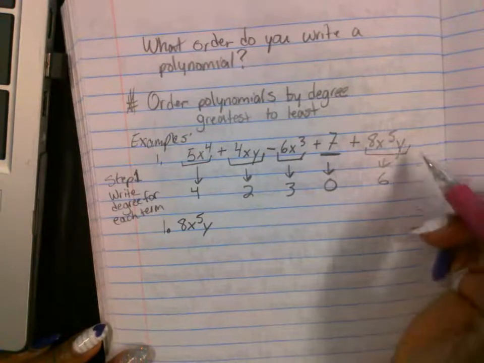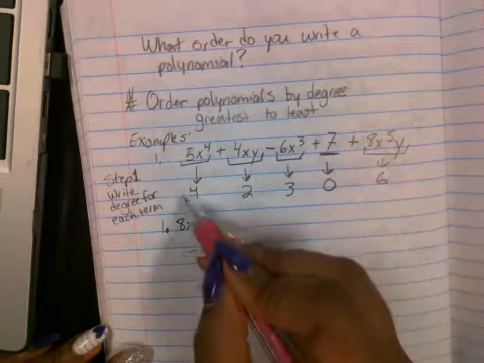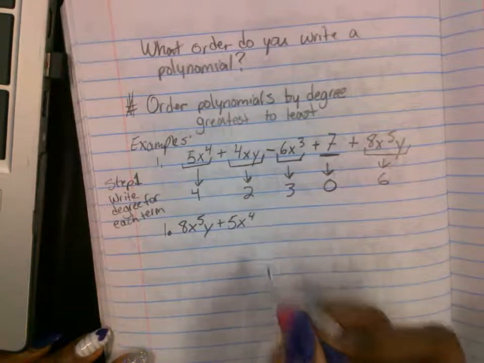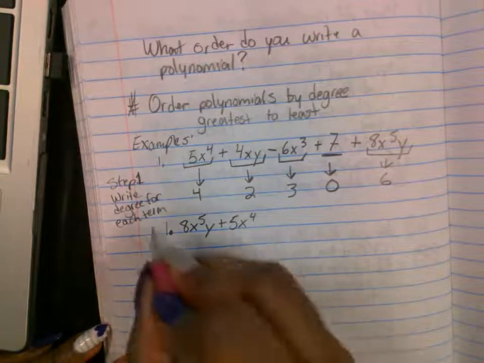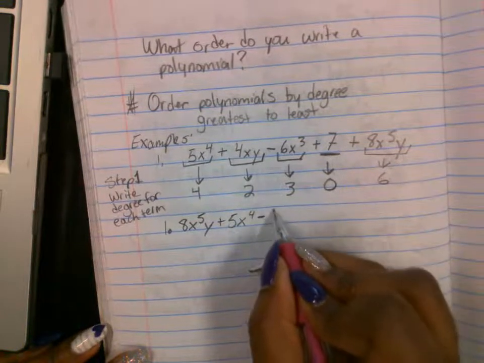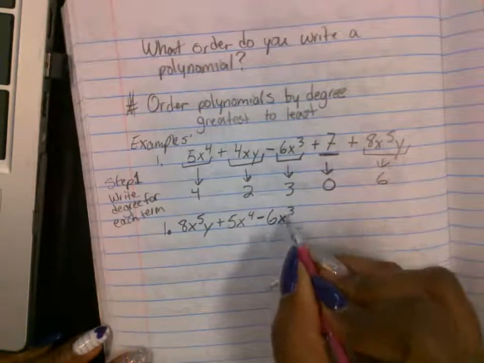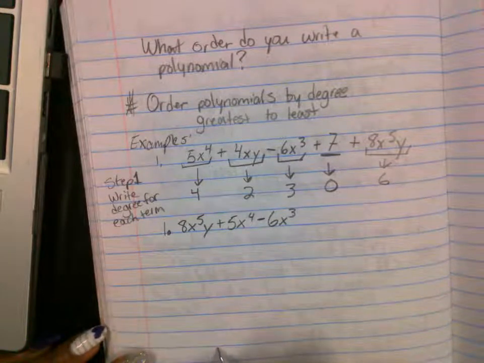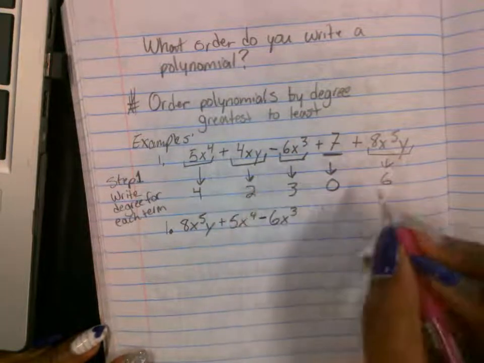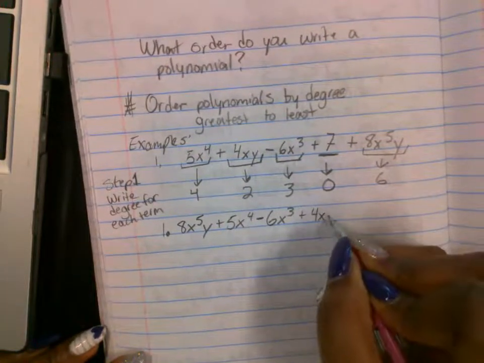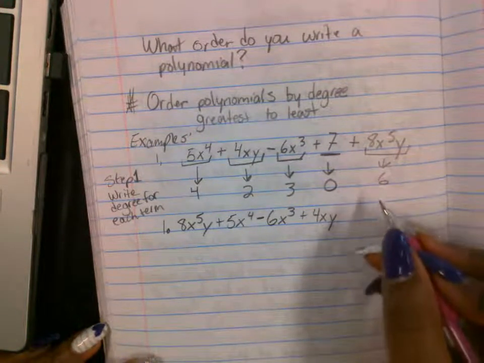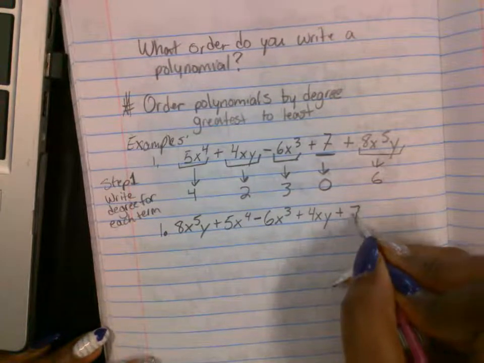All right, so what's the next highest? 4. It's 4. So this is a positive. Okay. What's the next to the highest? 3, and it's a negative. So this is minus 6x to the 3rd. Then what's the next one? 2. Oh, yes, this one right here. So this is plus 4xy. And then what's the last? 0. Which is plus 7. And it's a positive 7.